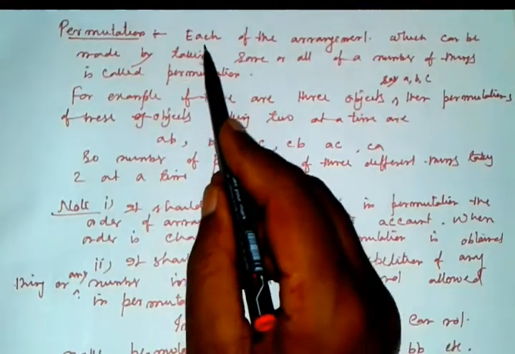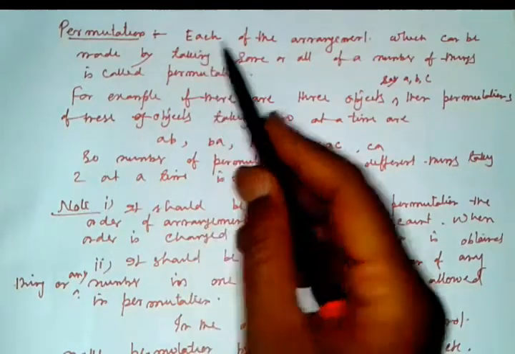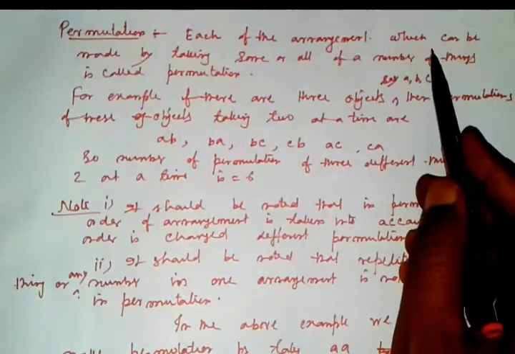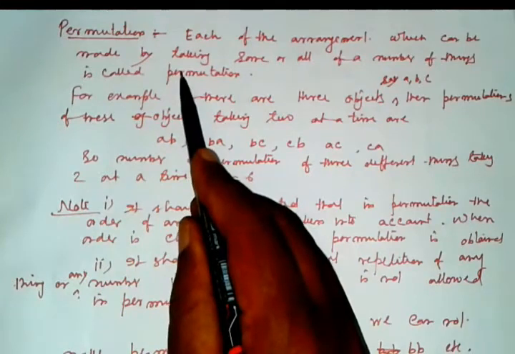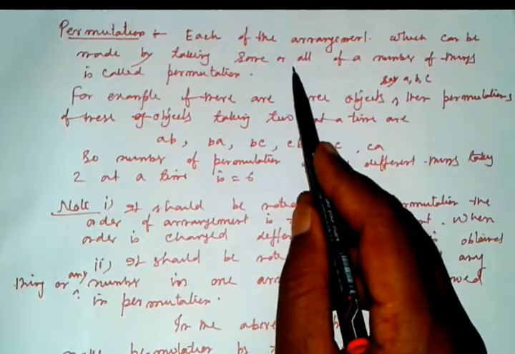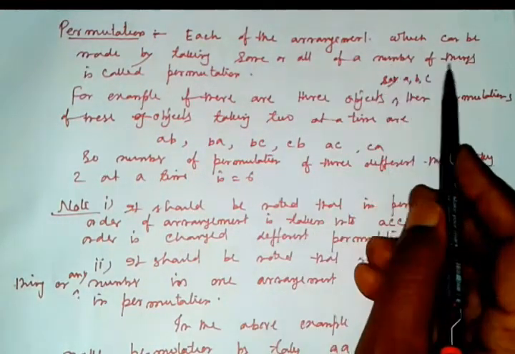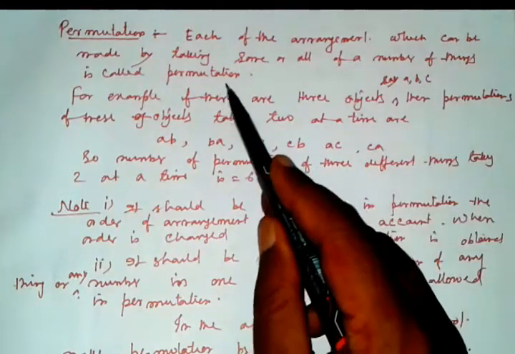Permutation. What is permutation? Each of the arrangements which can be made by taking some or all of a number of things is called permutation.